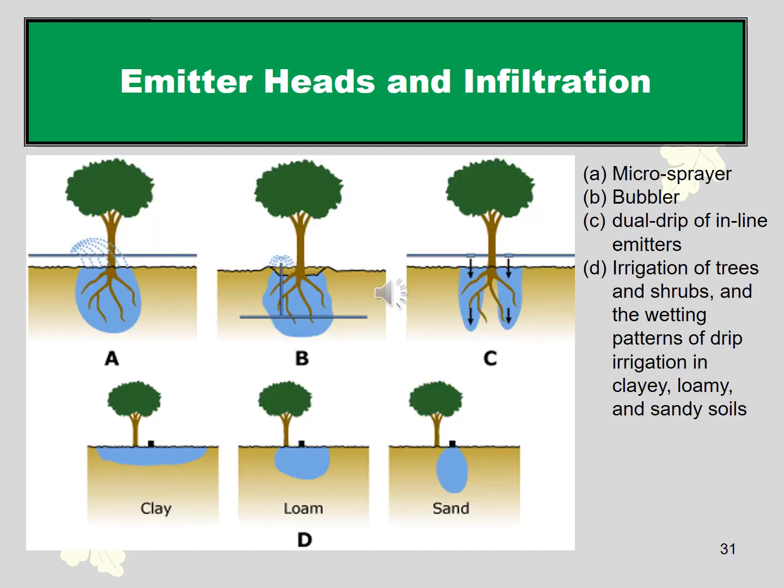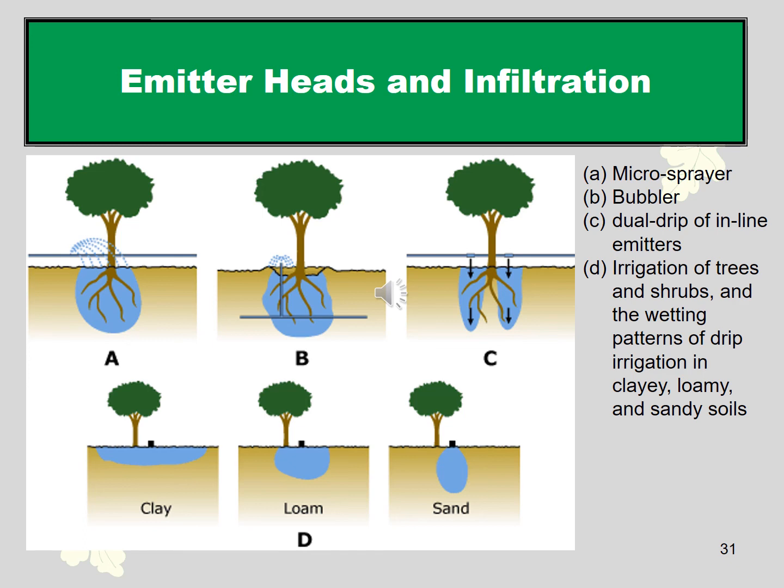This is a nice comparison of 3 different types of drip emitters. In A, we have a micro sprayer. B, we have a bubbler, which slowly bubbles water out faster than drip, but not as fast as a micro sprayer or shrubler. C is dual drip of inline emitters onto that same tree. And you look at the wetting zone. They both can get deep, pretty full wetting and infiltration of the water if left on long enough.